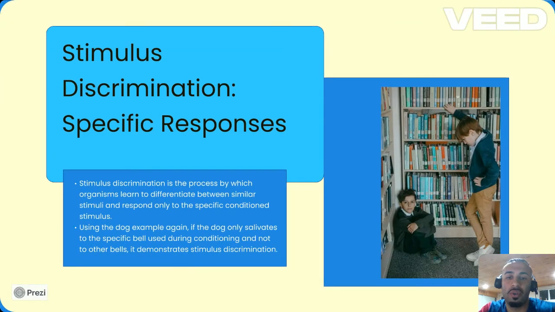Stimulus discrimination is the process by which organisms learn to differentiate between similar stimuli and respond only to the specific conditioned stimulus. Using the dog example again, if the dog only salivates to the specific bell used during conditioning and not to other bells, it demonstrates stimulus discrimination.